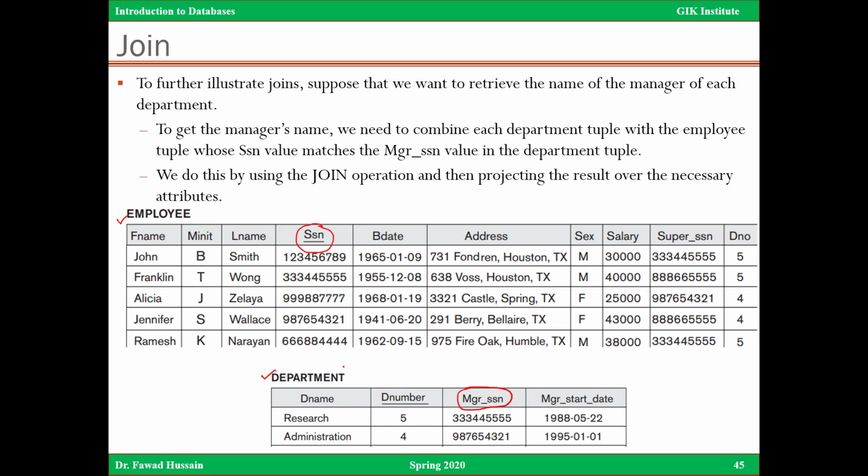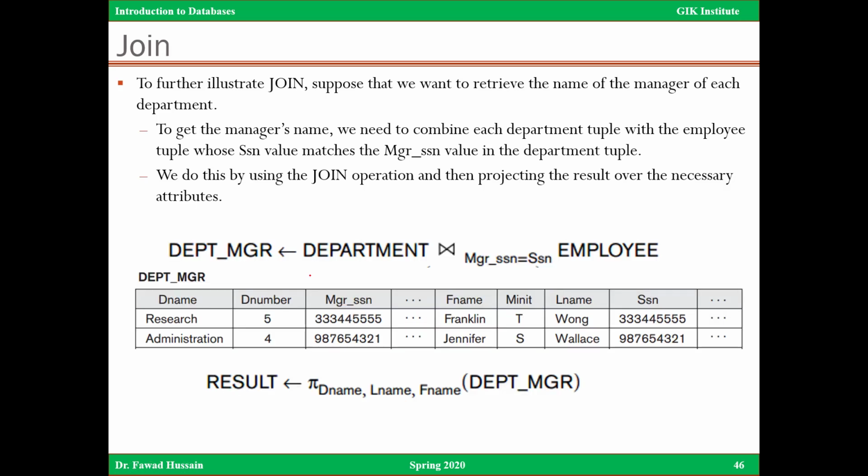So to get this kind of results, it's important to make a join operator. In this case, what we did was we had the department and the employee table. We have the employee table over here and the department table over here. So we made a join operator, and with the join you also write the condition that is necessary. It's important to note that the condition has to be specified.